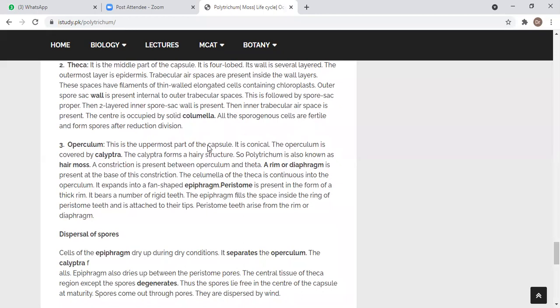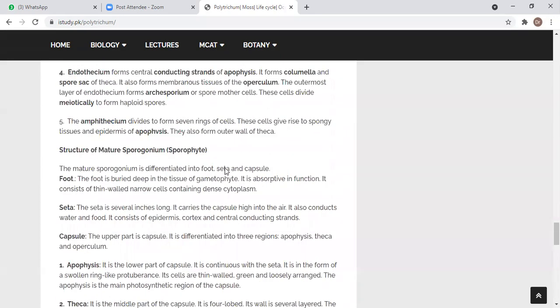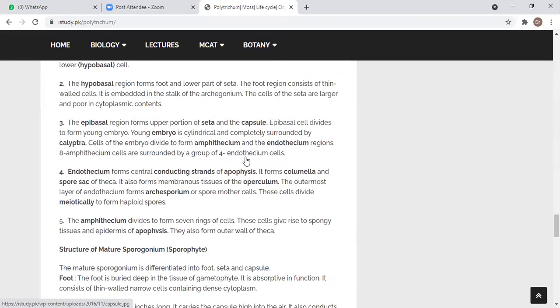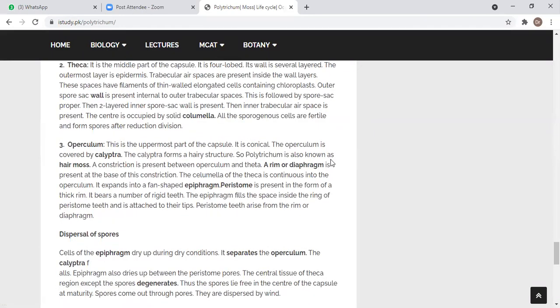So this is the uppermost part of the capsule, which is somewhat conical in shape, and it is covered with a protective layer again, which is called the calyptra. Now, in this operculum, there is a constriction, so you can see here. So this is the constriction, we press towards the inner side at the connectivity of the theca to the operculum. So that is called the rim or the diaphragm.